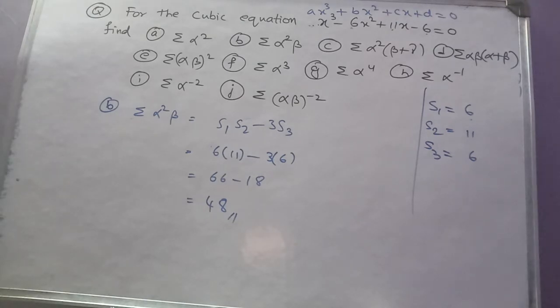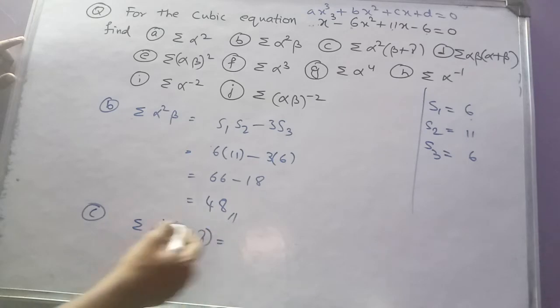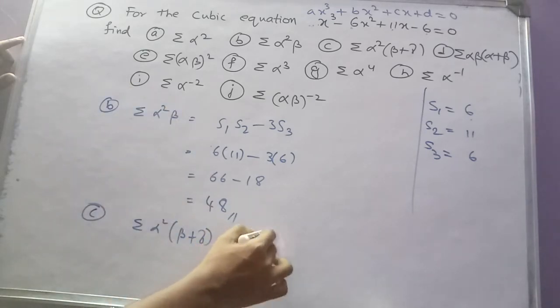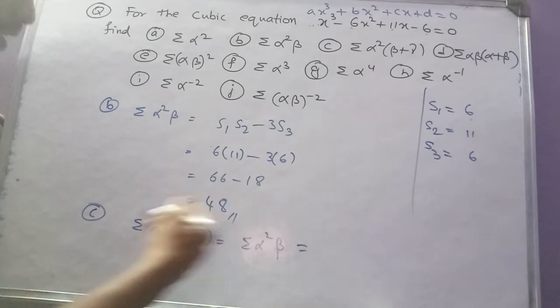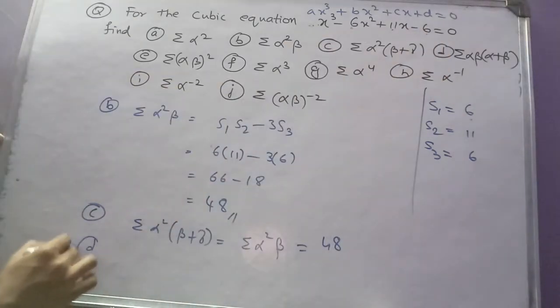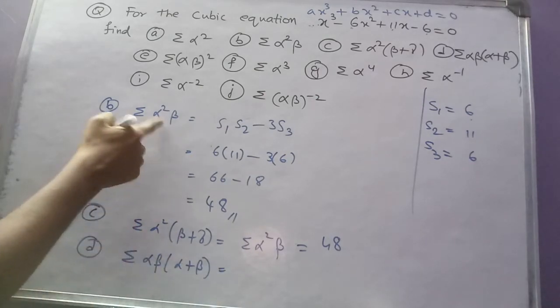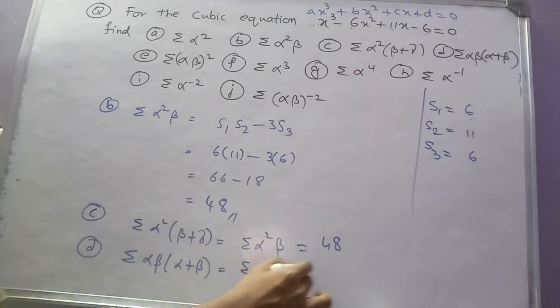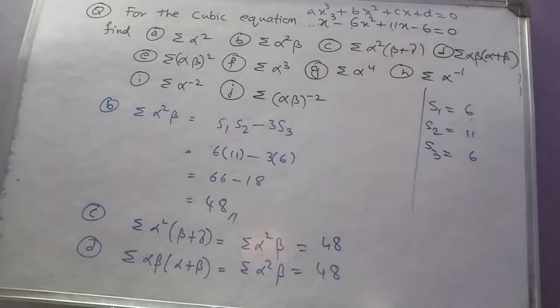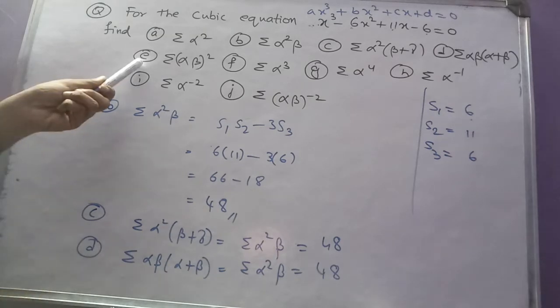So the next one. Observe, dear students, I already told you that sigma alpha square into beta plus gamma is same as sigma alpha square beta. So that means the third one is also 48. And I also told you that the fourth one, sigma alpha beta into alpha plus beta, is also the same as sigma alpha square beta. So therefore this is also 48. So B, C, D are same symmetric functions. So all those three are equal to 48. We'll go for the next one, E.